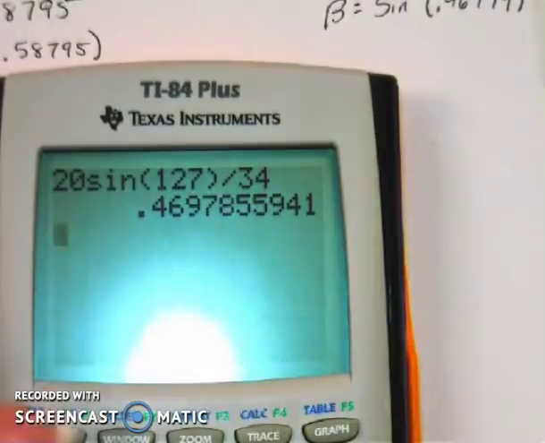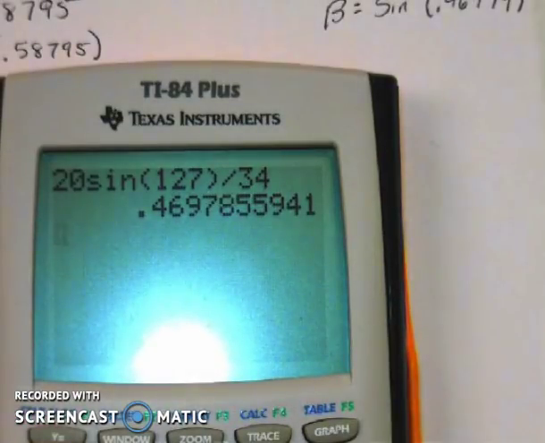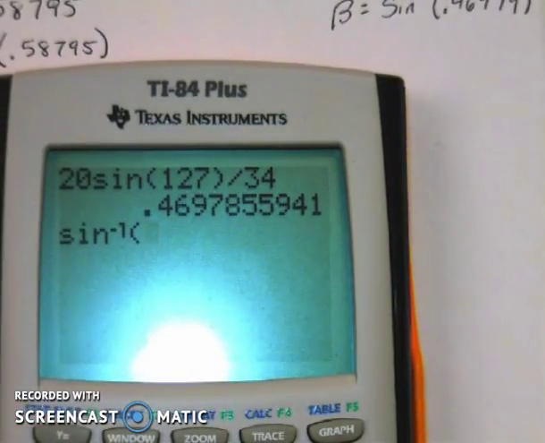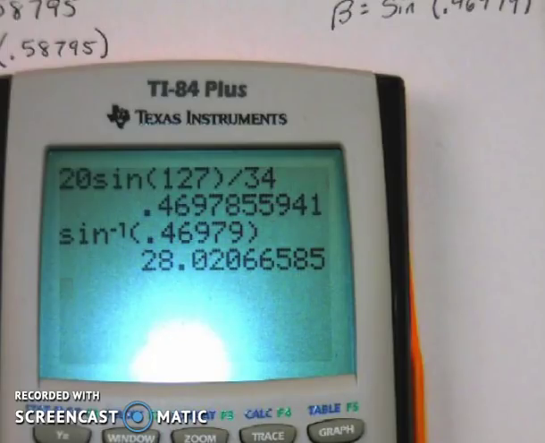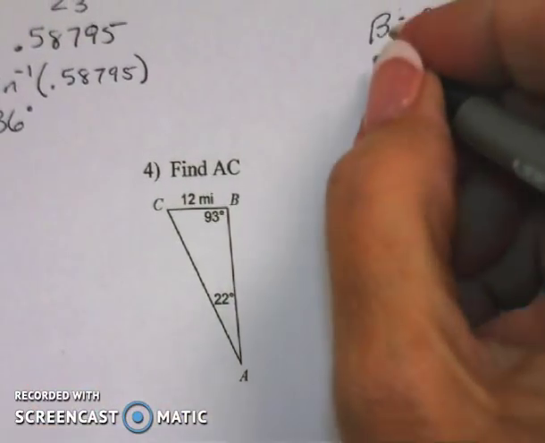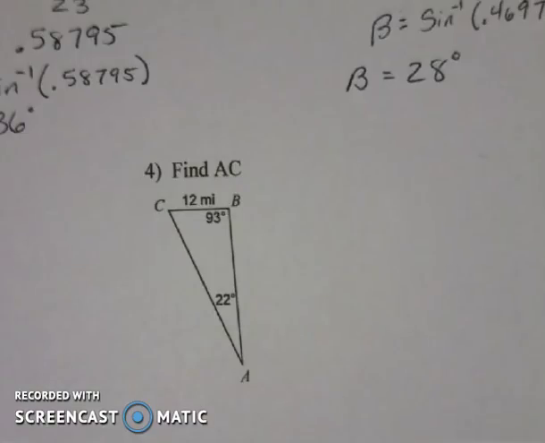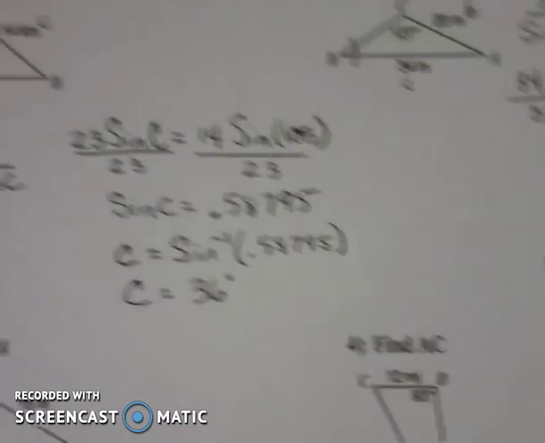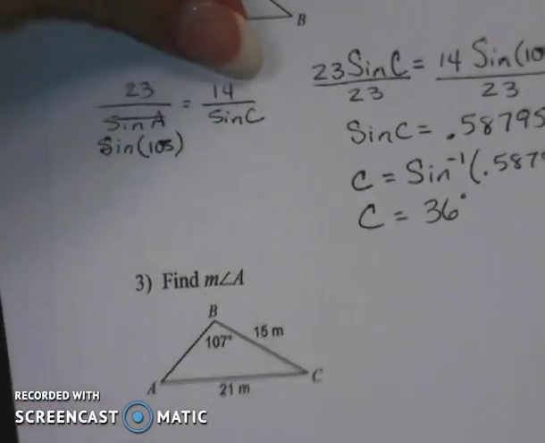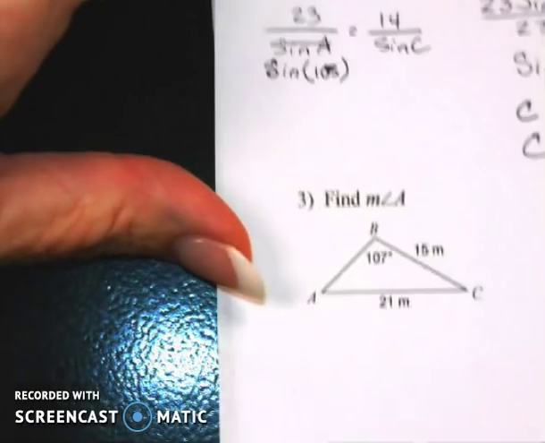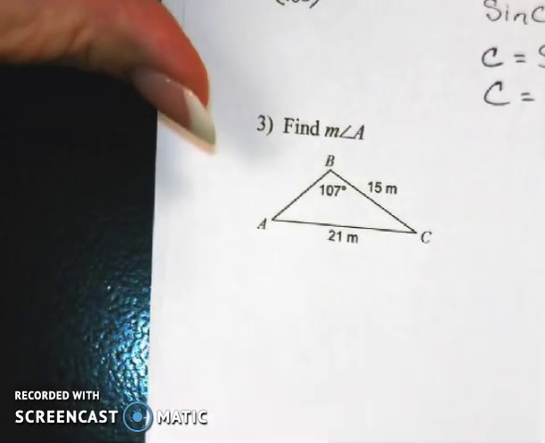Okay, inverse sine. So second sine 0.46979. Close my parenthesis, enter. 28.0 degrees. So my answer for B is 28 degrees. You'll notice I do the same steps every single time. Same steps every time.